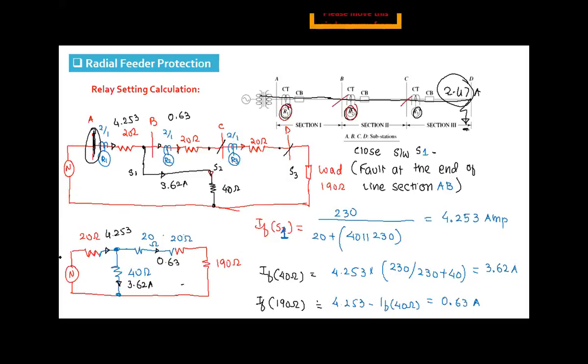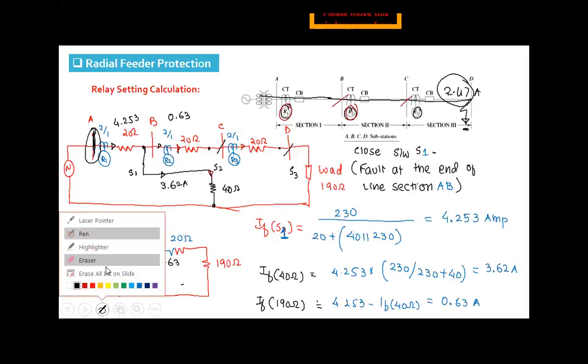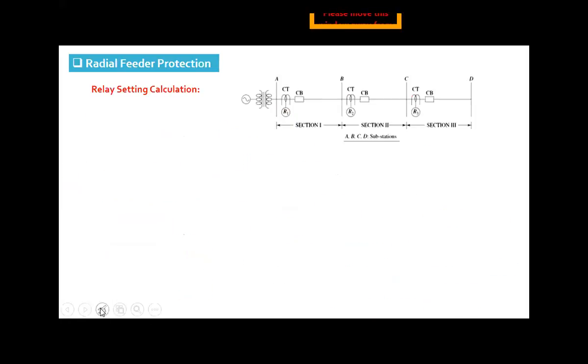Okay. So let us summarize this again. We will write it. This is the fault. What was the fault current? 2.47. This is 3.1, 3.25, 125. Okay, and here 4.25. Okay.